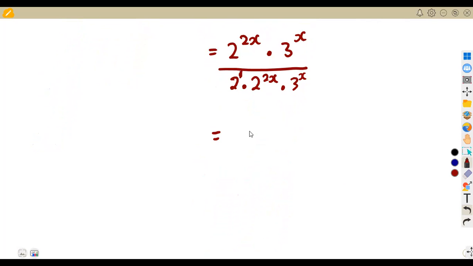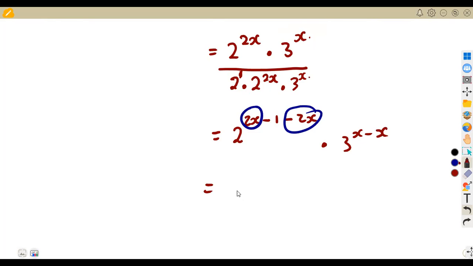From the law that I just talked about, if you have bases that are the same, we can subtract. Here we've got 2 to the exponent of 1, so you're going to subtract 1, which is our exponent. Also, we've got 2 to the exponent of 2x in the denominator, so you're going to subtract that 2x. Then do the same on 3. We are dividing, so you're going to subtract. So it's 3 to the exponent of x minus x, and that's a 0. So 2x minus 2x gives us a 0.